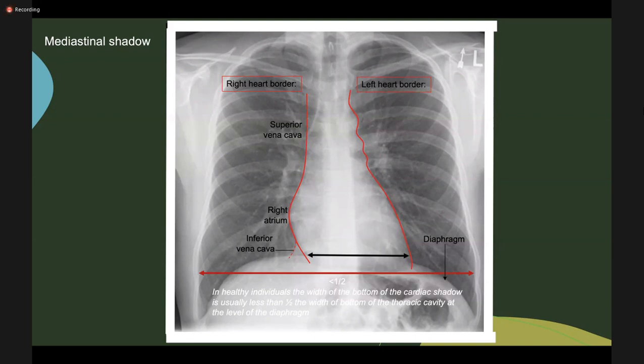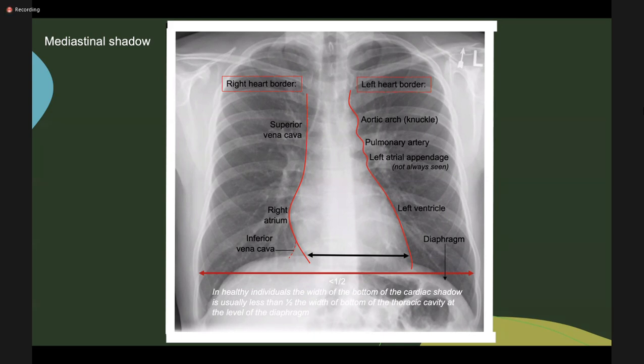Now coming to the left border, this raised area is because of the presence of the aortic knuckle or arch of the aorta. And this is because of the pulmonary trunk. And these are the appendages. So because of these underlying structures, this border is wavy. It's not straight. And then we have the left ventricle.